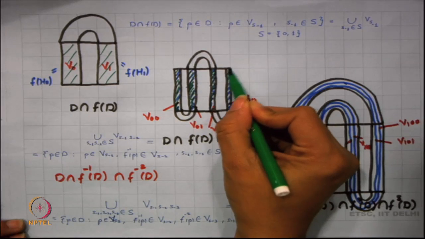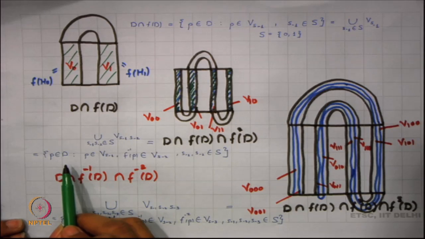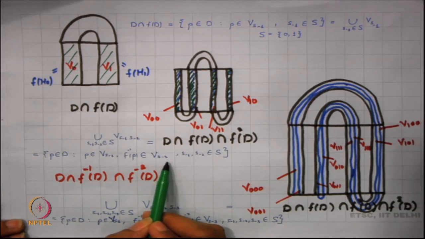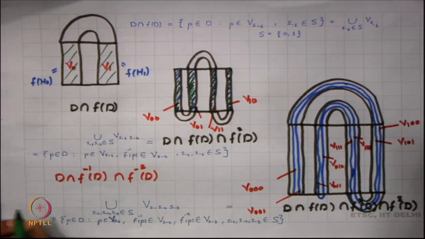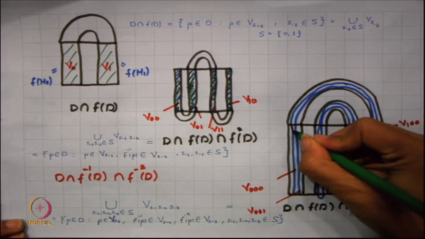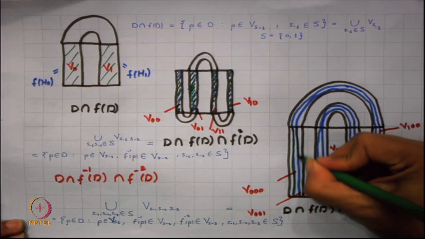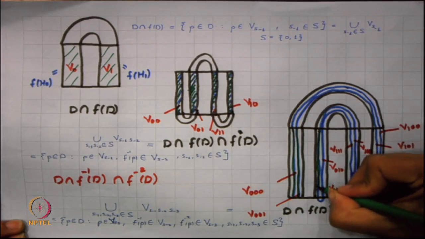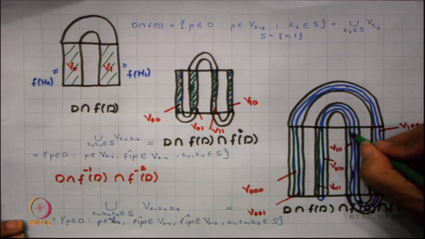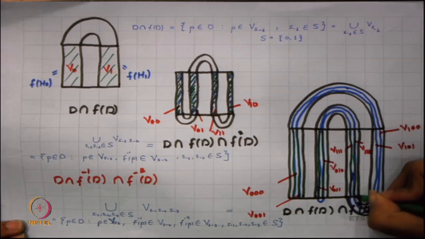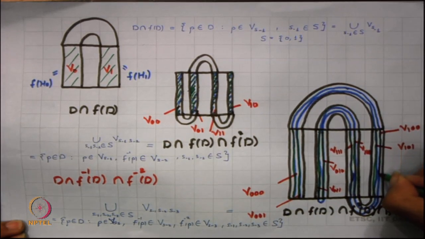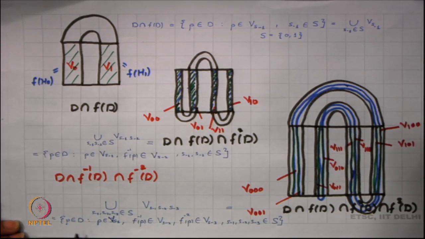If I look at what these vertical rectangles are, this is the set of all P in D such that P belongs to V_{S-1} and F inverse P belongs to V_{S-2}, for S_{-1}, S_{-2} belonging to S. And if I look at D intersection F of D intersection F square D intersection F cube D, I get these 8 vertical rectangles, which are the set of all P in D such that P belongs to V_{S-1}, F inverse P belongs to V_{S-2}, F^{-2} P belongs to V_{S-3}, for S_{-1}, S_{-2}, S_{-3} belonging to S. We had seen this last time and this is our description.